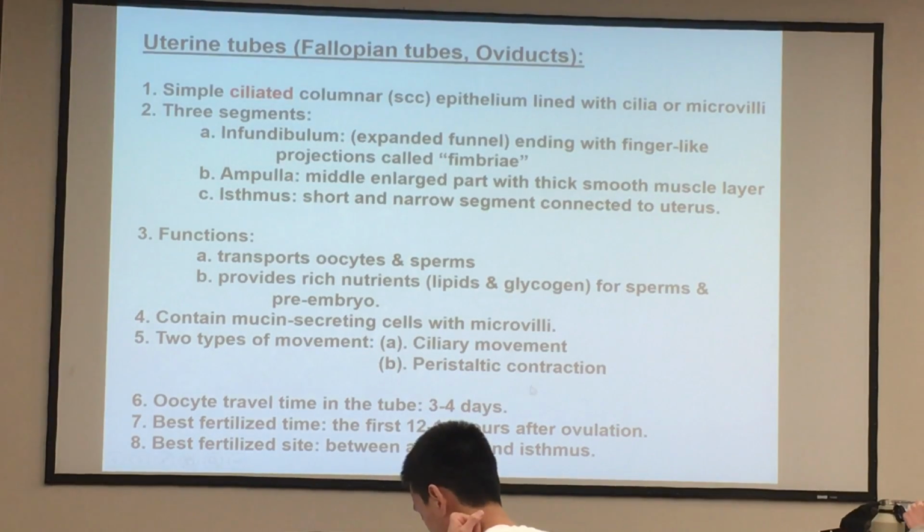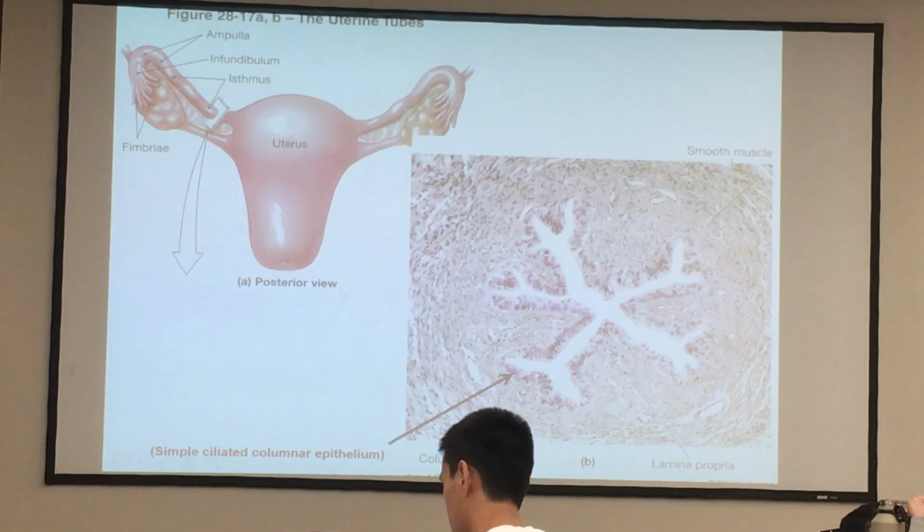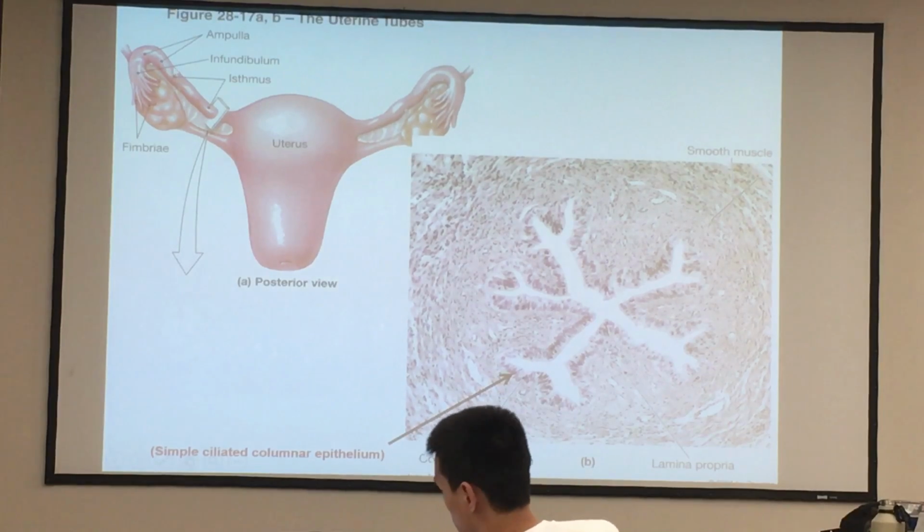It takes about, I would say, 3-4 days, sometimes maybe up to five days, from ovulation to go down to the uterus. The best time for fertilization with sperm is about half a day after ovulation, 12-14 hours. The best place is between the ampulla and isthmus. This is the isthmus and this is the ampulla, right, this upper part here.